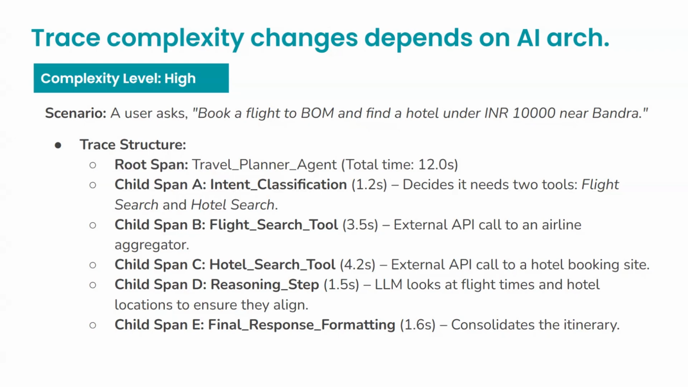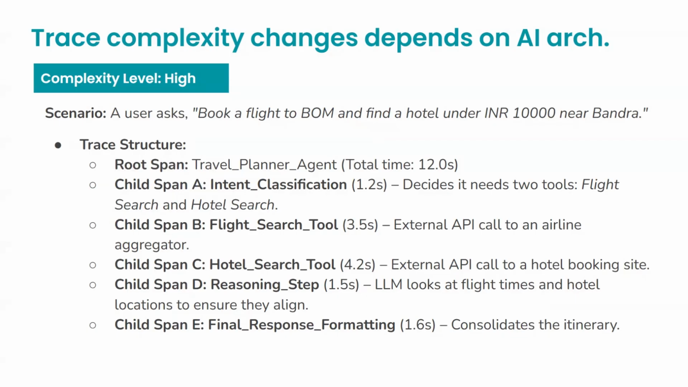Child span D is a reasoning step. It takes approximately 1.5 seconds. Now the LLM looks at flight timings and hotel locations, and ensures that the results actually make sense together. For example, is the hotel reasonably close to the airport or destination? And do the dates align? This is multi-step reasoning over structured outputs, which is qualitatively different from simple generation.